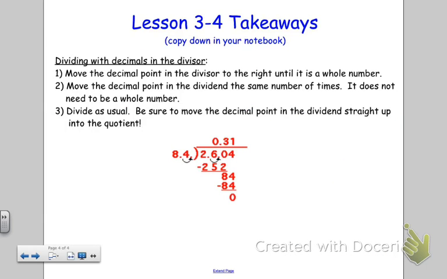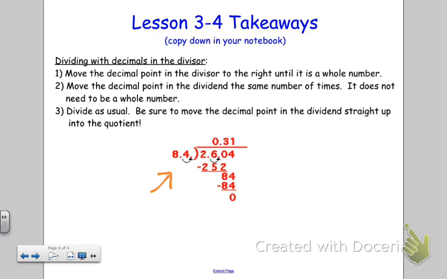Alright, so here are the takeaways. When you have a decimal point in your divisor, either multiply by a power of 10 or simply just think, okay, move the decimal point in the divisor to the right until it's a whole number. So here I have 8 4/10. It would help if I moved it over once and I would make it 84. Then if I move the decimal point once in the divisor, I have to do the same thing in the dividend. So move the decimal point in the dividend the same number of times.